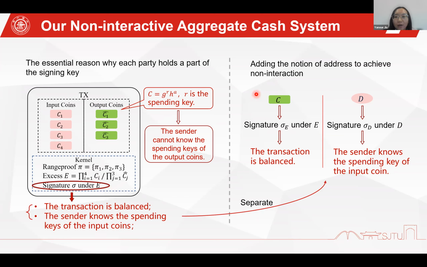So the core idea of our work is to add the notion of address to achieve non-interaction, such that the secret key of the address acts as the spending key, and the sender can know the randomness of the output points. So the sender can generate the signature under the excess alone, and this signature is just used to prove that the transaction is balanced. And the signature under the address is used to prove that the sender knows the spending key of the input point.